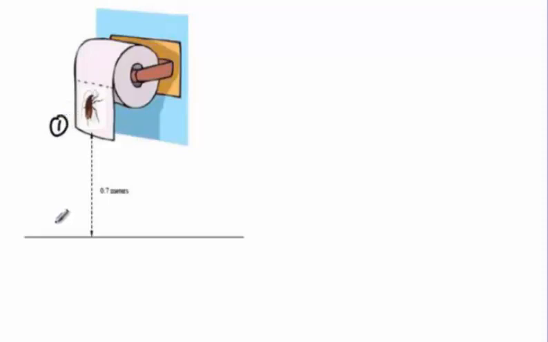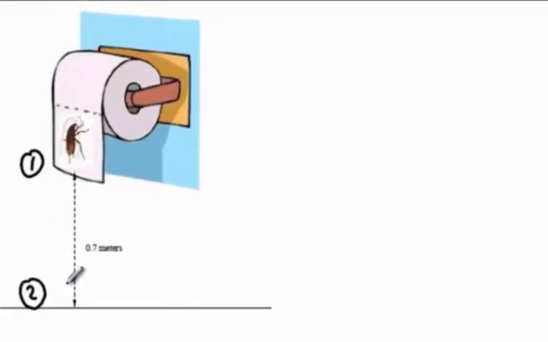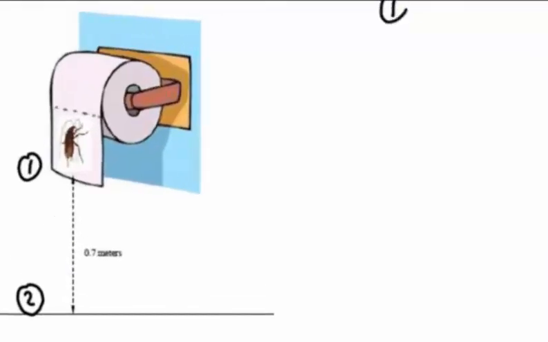And we begin by identifying the two moments. One when the roach first lands on the toilet paper, and the second just before the roach escapes to skitter across the floor. We'll connect moment 1 to moment 2.